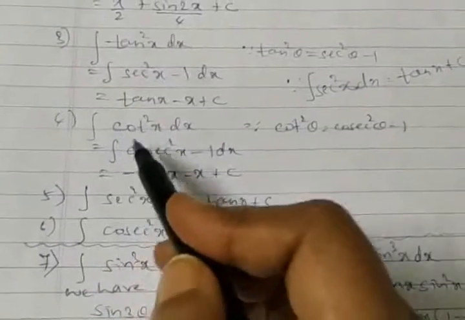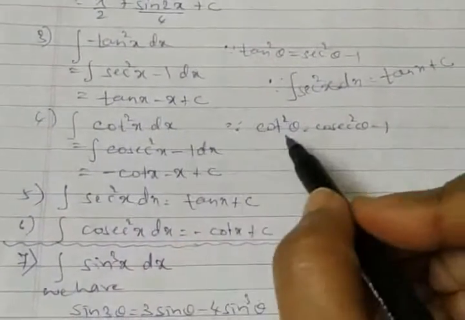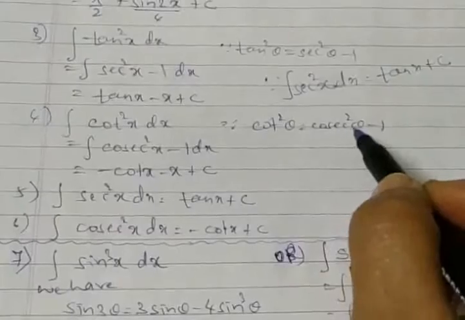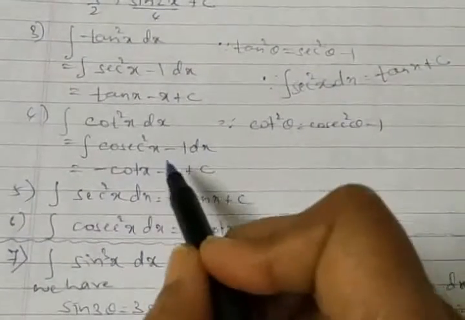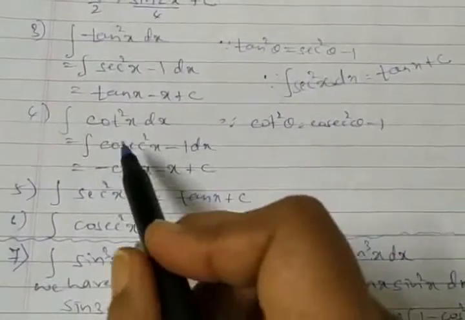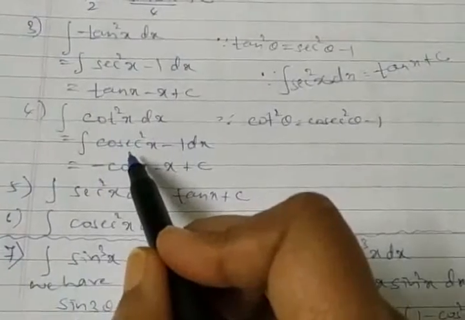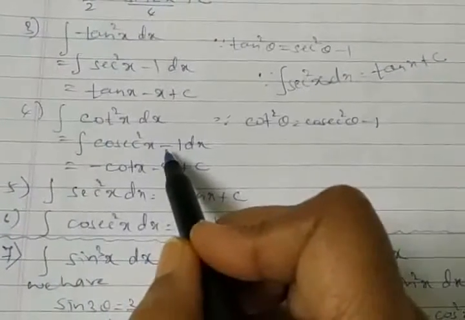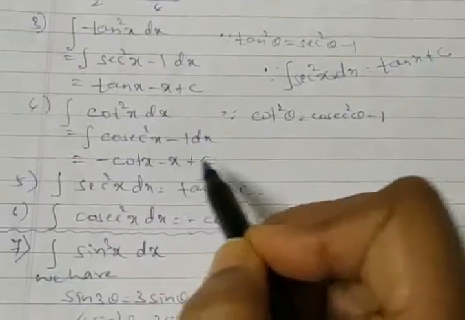How about the integration of cot square x? Cot square x is taken as cosecant square x minus 1, which I have taken here. Therefore, the integration of cosecant square is to be remembered, it is minus cot x, minus 1 kept as it is, and the integration of 1 is x, plus c.